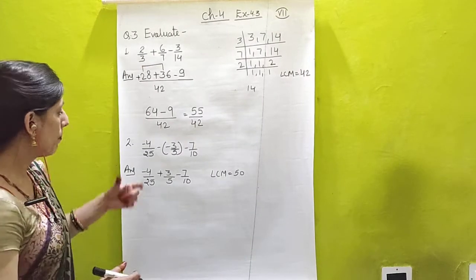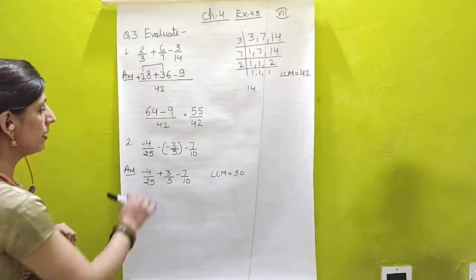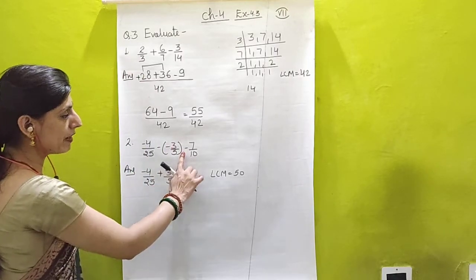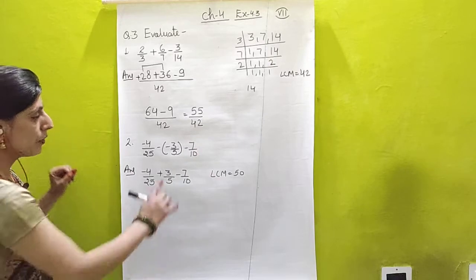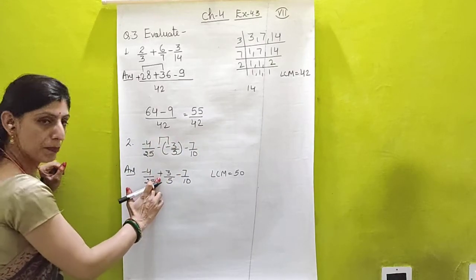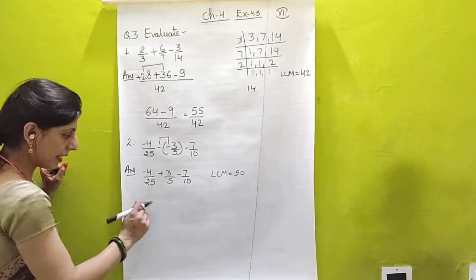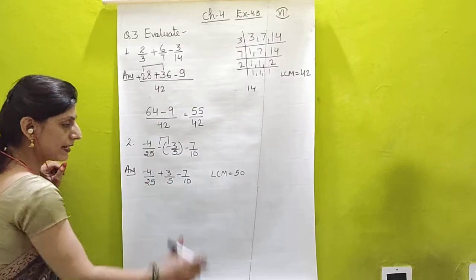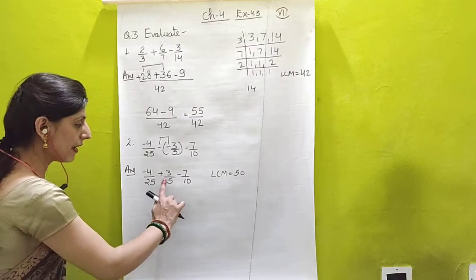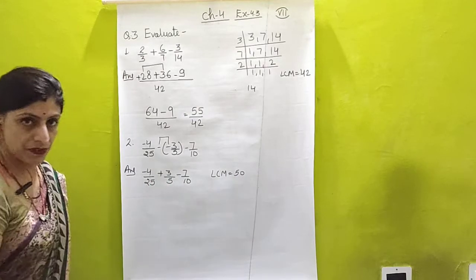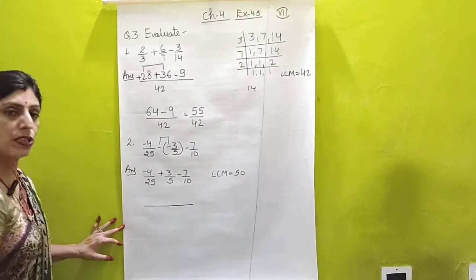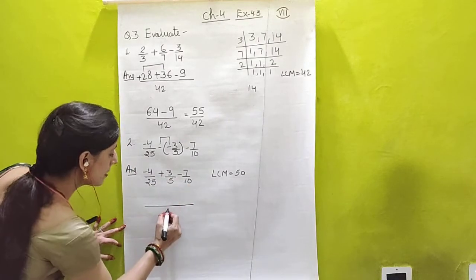Student, now part second of question number 3, minus 4 upon 25 minus 3 upon 5 minus 7 upon 10. First of all, I have opened the bracket, then minus and minus will be plus, the rest of the signs will be the same. Now 25, 5 and 10 denominators are different, and when you take the LCM of 25, 5 and 10, it will be 50. Directly I have written the LCM here because now you are able to find the LCM. Now the LCM is 50.